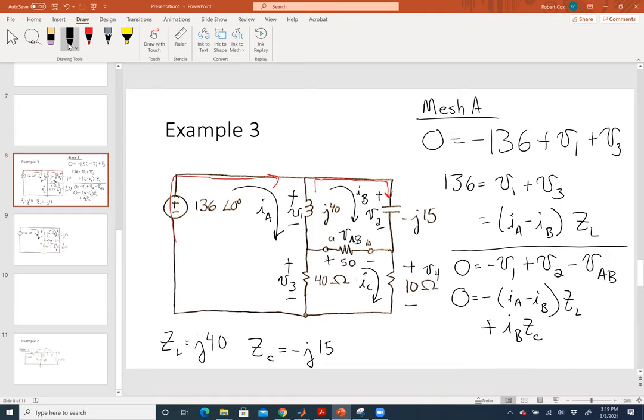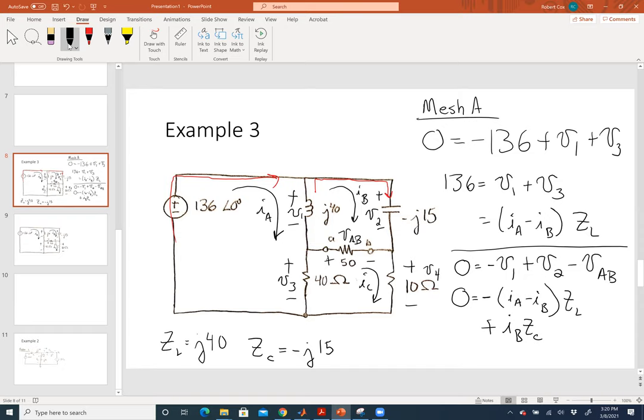Now, the reason why I do that again is, what's wrong with Z sub C? What do I not like about Z sub C? It also has a negative sign. There's three negative signs that come into play. One sign can come from KVL, one sign can come from Ohm's law, another can come from the impedance. There's all sorts of places you can screw up, so walk it through slow.